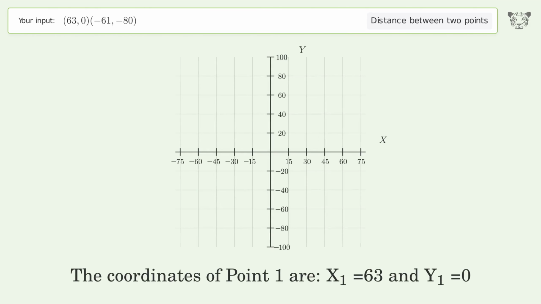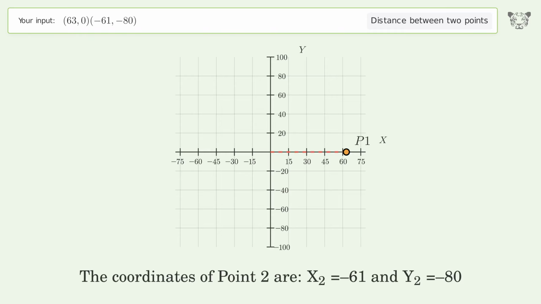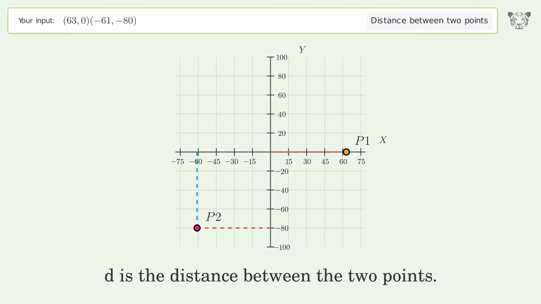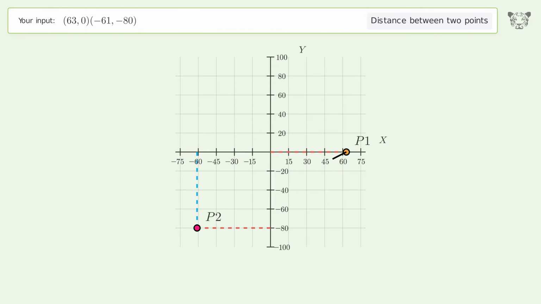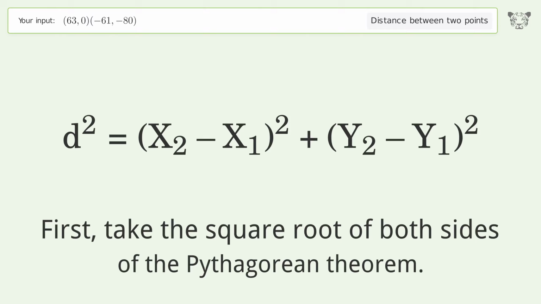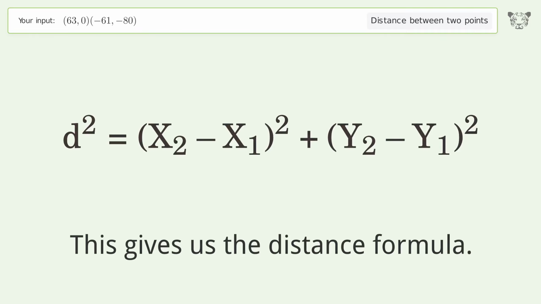The coordinates of point 1 are x1 equals 63 and y1 equals 0. The coordinates of point 2 are x2 equals negative 61 and y2 equals negative 80. D is the distance between the 2 points. First, take the square root of both sides of the Pythagorean theorem. This gives us the distance formula.